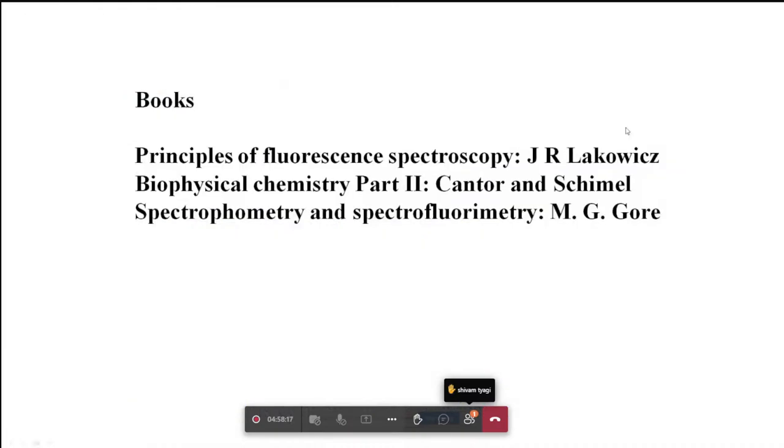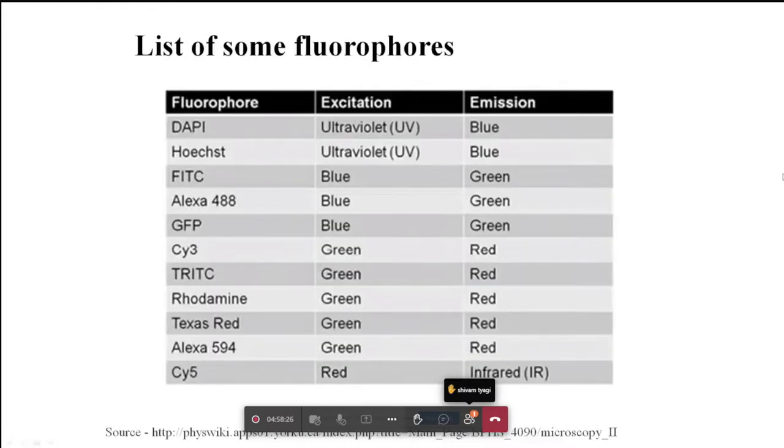If you look at the books, they are very easy to find: J.R. Lakowicz, even available online, and Cantor and Schimmel. There are different fluorophores. You can see all the DNA in cells using DAPI or Hoechst. FITC is used for labeling of proteins and antibodies, and there is Alexa. GFP has changed the entire biology and medical science. The person who discovered GFP got a Nobel Prize.